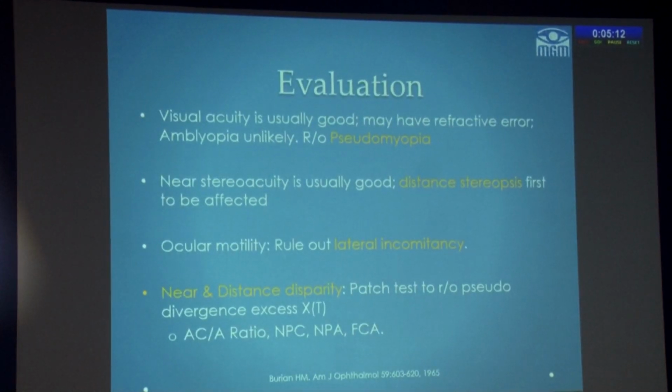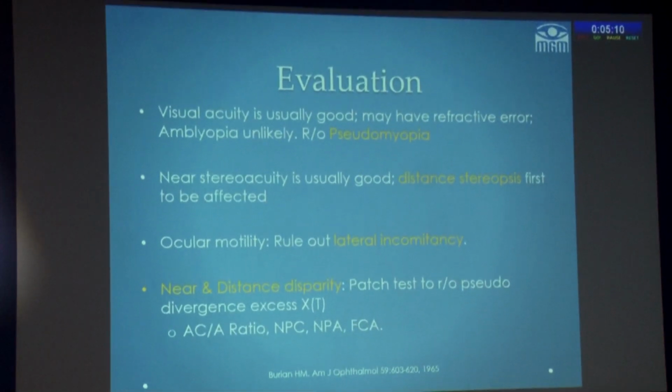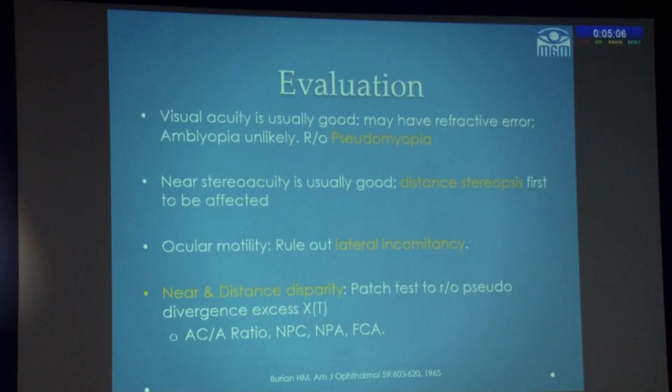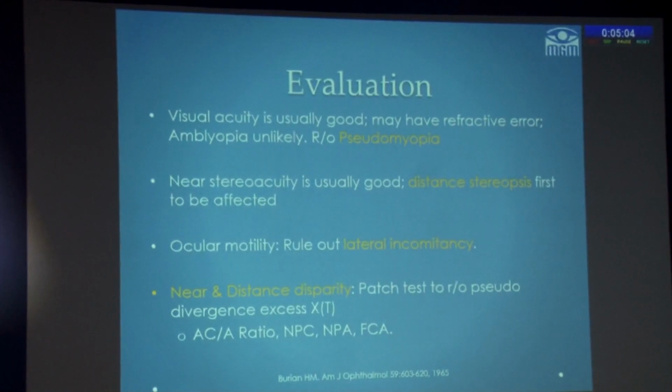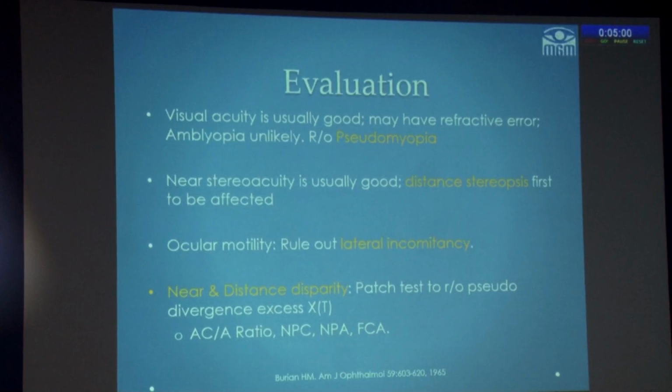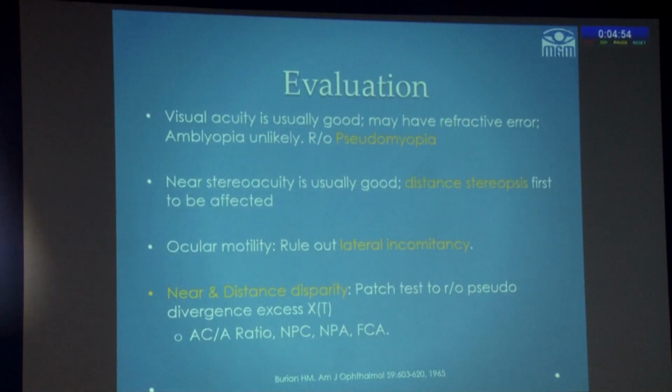Coming to the evaluation, before we move ahead with the management, it's important to evaluate a few things. What would we like to do? We would like to know the visual acuity. It's very important to do a good refraction. Cycloplegic refraction is absolutely essential, even for adults if they have a pseudomyopia kind of picture. Near stereo acuity is usually good, so it's not a very good criterion for managing.